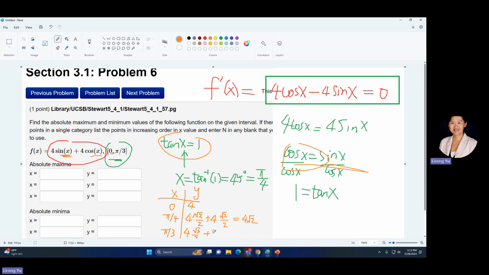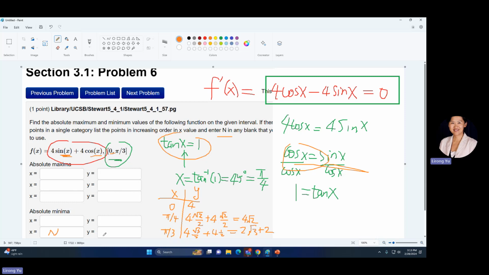And this is plus 4 times cosine pi over 3, which is 1/2. So it's going to be 2 root 3 plus 2. Although I don't know which one is bigger, 4 root 2 or 2 root 3 plus 2. It'd be the 4 root 2. Okay, so we find one maximum, one minimum, and then all the other ones, you should enter n.